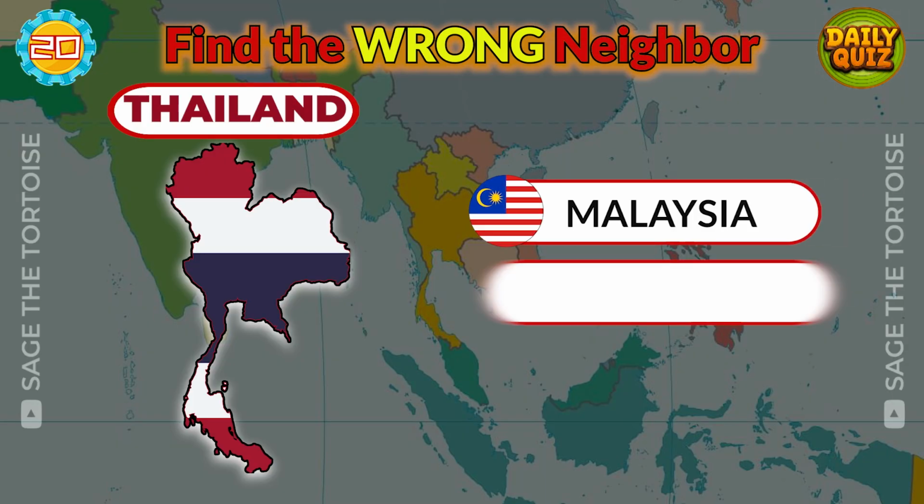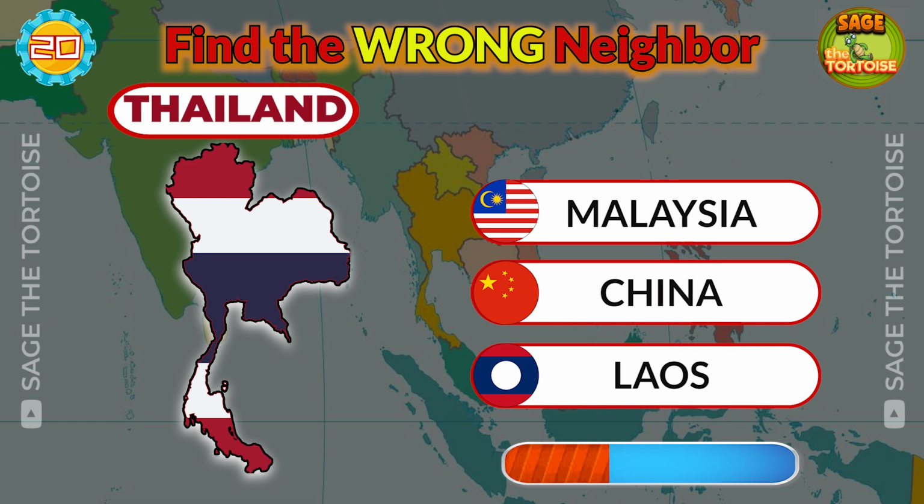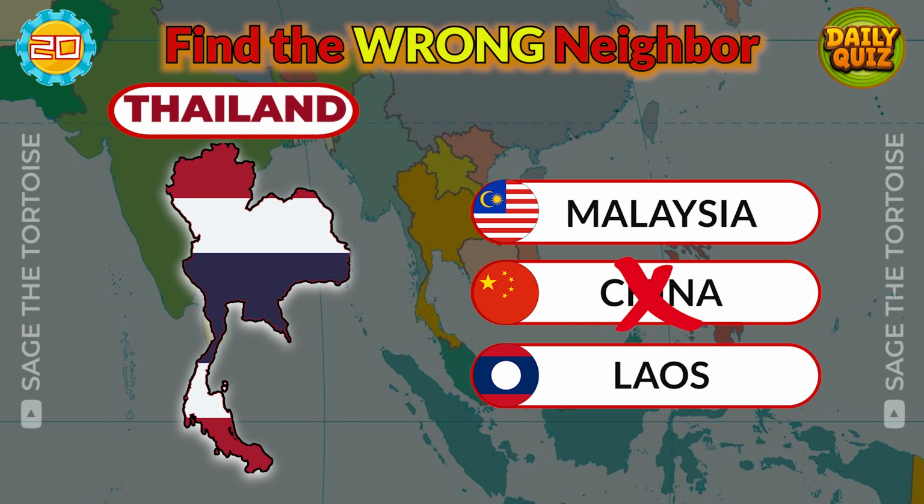Thailand borders Malaysia, China, and Laos. Which one is wrong? The answer is China.